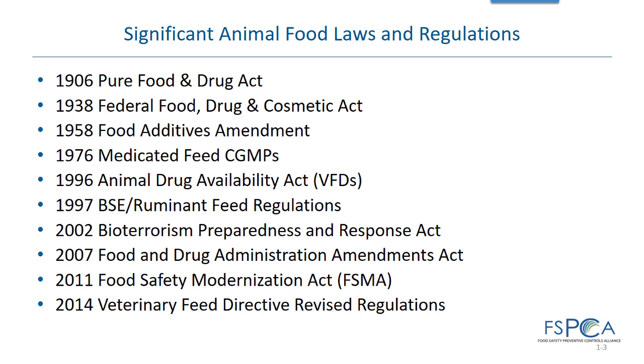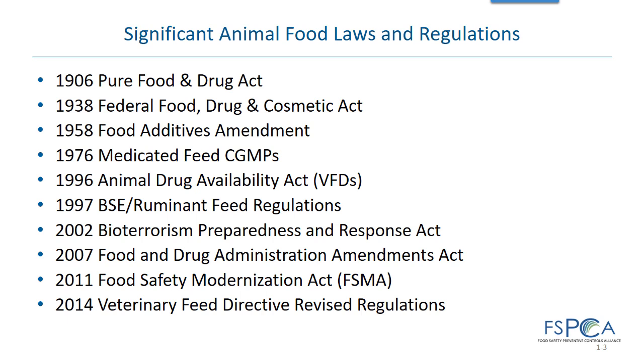In 1958, we had the Food Additives Amendment, and this came about because we started putting more supplements into our animal feeds. Pesticides were being used more in farming, so we just needed to regulate those types of substances and make sure that they're safe for our animals. In 1976, the Medicated Feed CGMPs were established, and this came about because we had more medicines and antibiotics becoming available on the market, and we just needed to ensure that people were using them correctly.